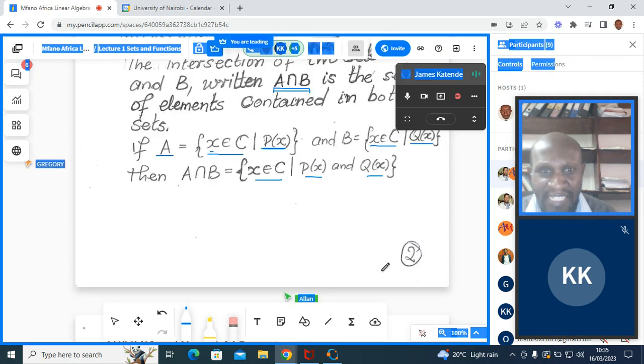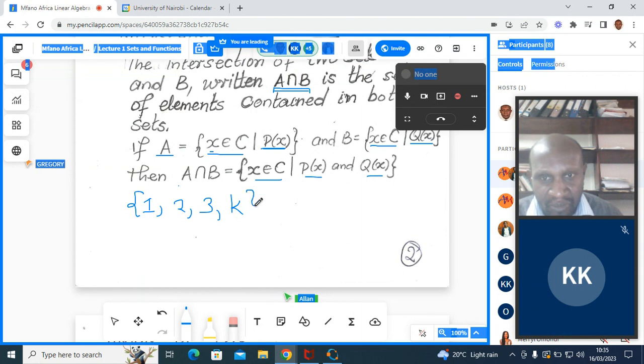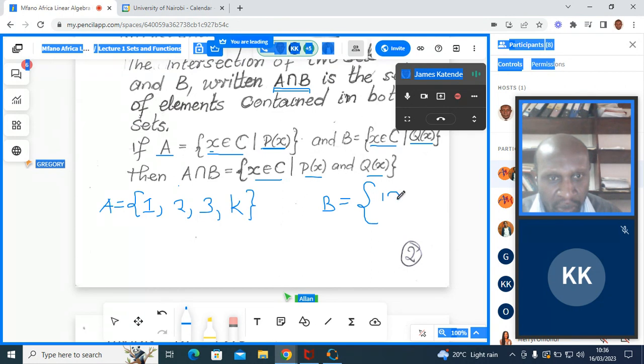So I don't know if we need an example on this. Maybe we should. So for instance, just a simple example to illustrate this. Suppose this is our first set containing the elements 1, 2, 3, and K. So this is our set A. We can have another set B, which contains say 1, 2, then it has 7, 8, and R. So suppose that is the case.